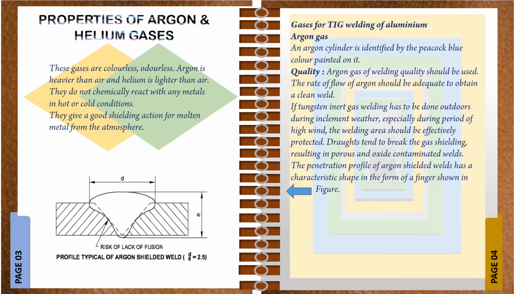If tungsten inert gas welding has to be done outdoors during inclement weather, especially during a period of high wind, the welding area should be effectively protected. Draughts tend to break the gas shielding, resulting in porous and oxide contaminated welds. The penetration profile of argon shielded welds has a characteristic shape in the form of a finger shown in the figure.